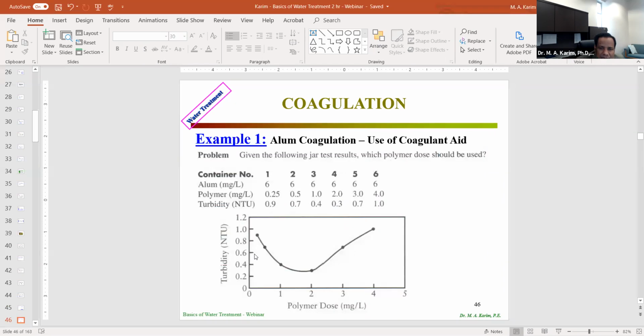So here is one example that I have. These are 6 containers. The alum dose is the same in all of them, but they use polymer at different rates, and they measure the turbidity. Then the plot is turbidity versus polymer dose, because the alum dose is not changing. They are changing only the polymer amount. In this case, the curve came out like that. I would say in between 1.5 and 2. It looks like the maximum dip is here. 1.8 could be the one.